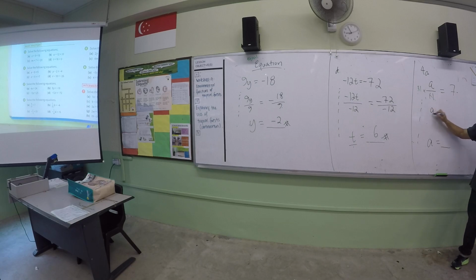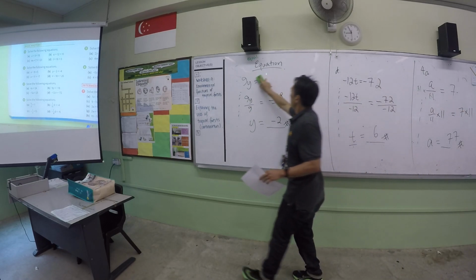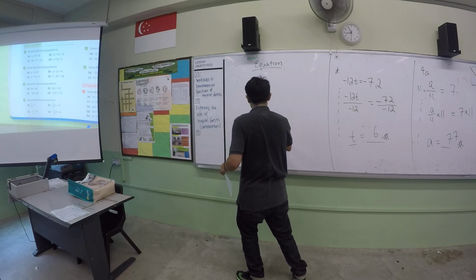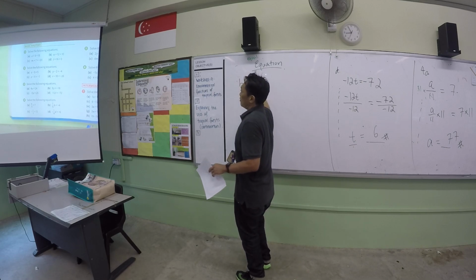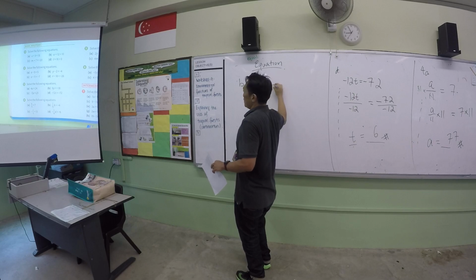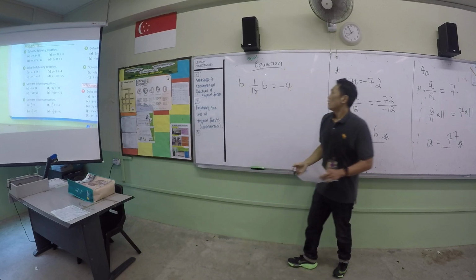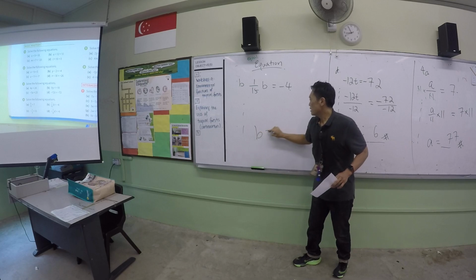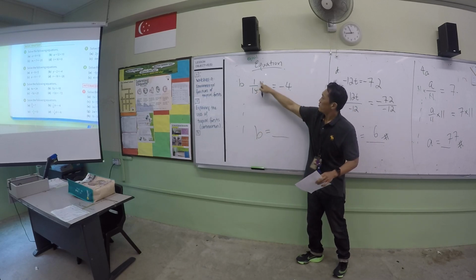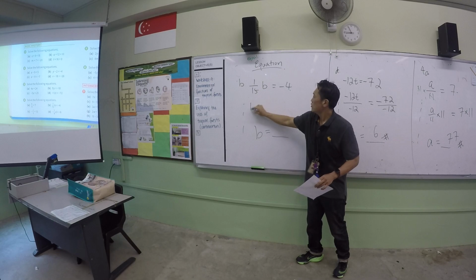Okay? So A over 11, I must multiply 11. So that become only A. And because I want to multiply 11, my 7 must multiply 11. So A equals to 77. Okay? One more. 1 over 15b equals to negative 4. I want only b. To remove b divided by 15, I need to multiply.